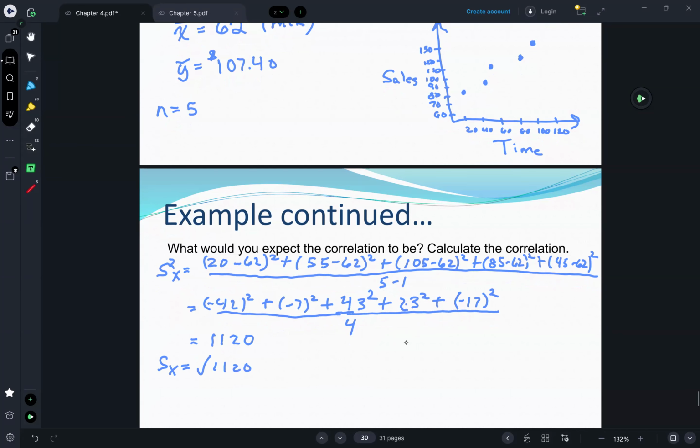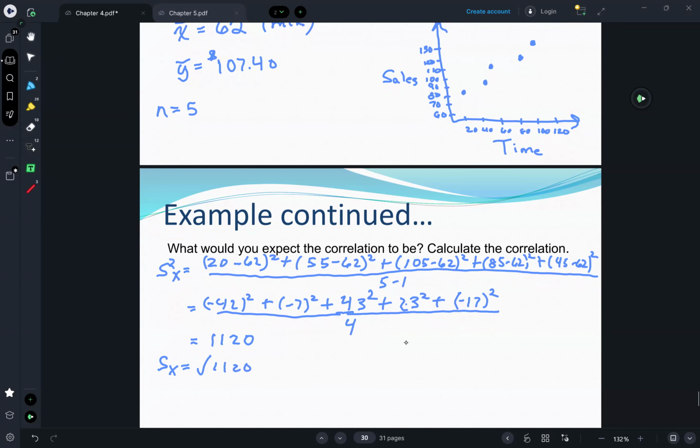And then we have to do the same thing, exactly the same thing with the sales. I'm just going to give myself some room, make sure we have lots of room here. We do. So we'll do the same thing with sales. That would be subscript Y. We use subscripts to denote whether it's the explanatory variable X or the response variable Y. So it's going to be 85, subtract 107.4, squared.